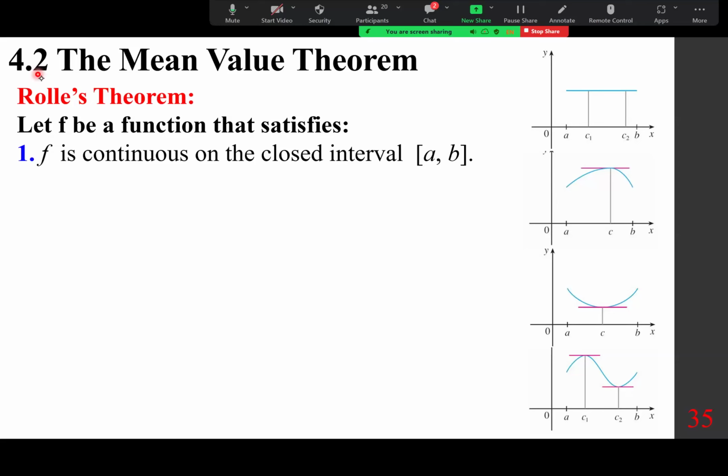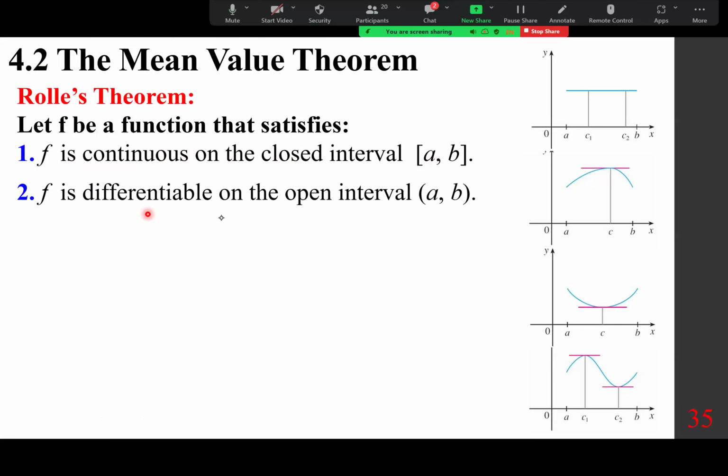Section 4.2, the mean value theorem. We start with what's called Rolle's theorem. Let f be a function that satisfies the following. Number 1, f is continuous on the closed interval of a to b. Number 2, f is differentiable on the open interval of a to b.